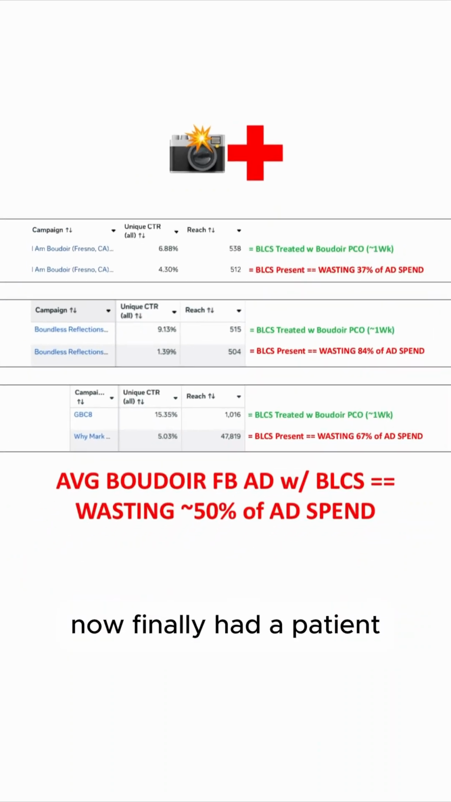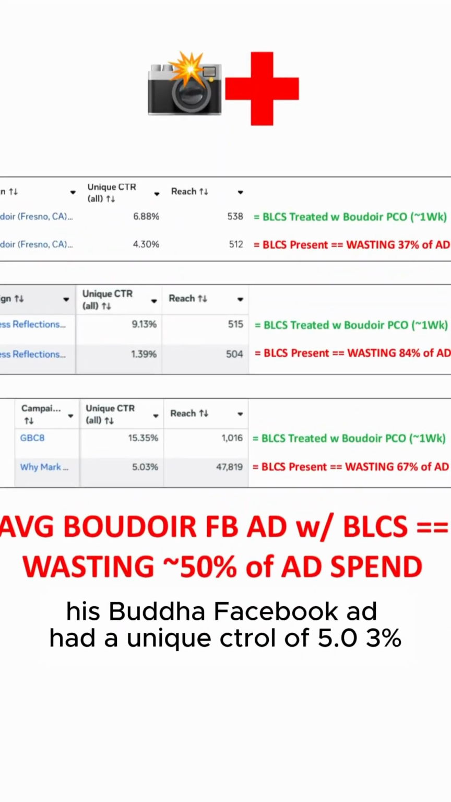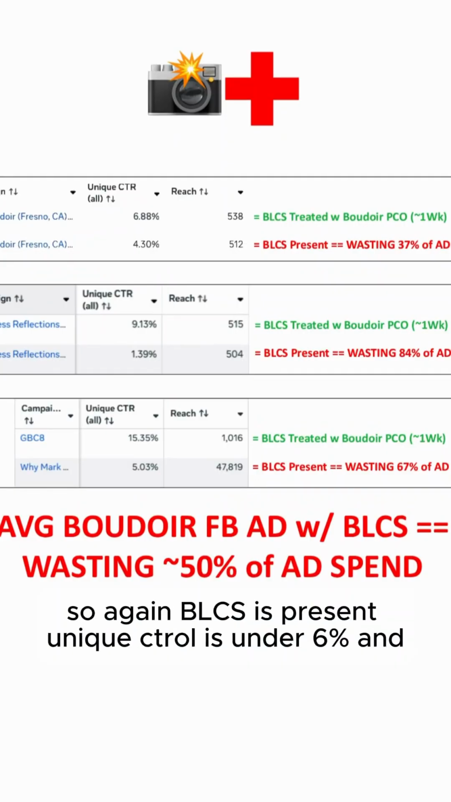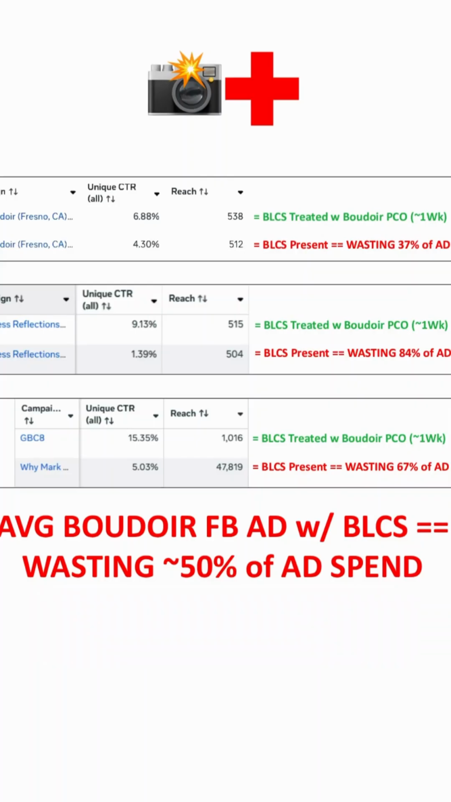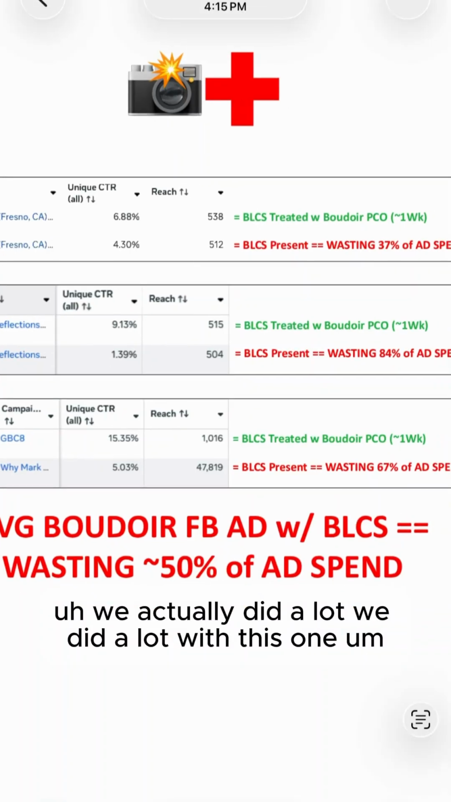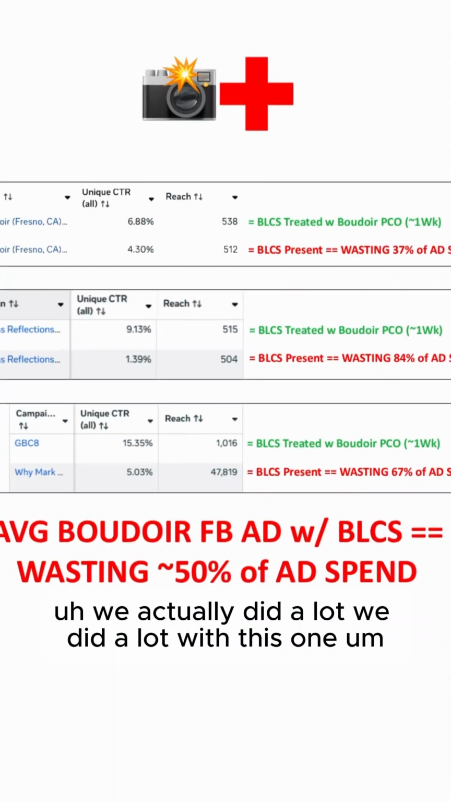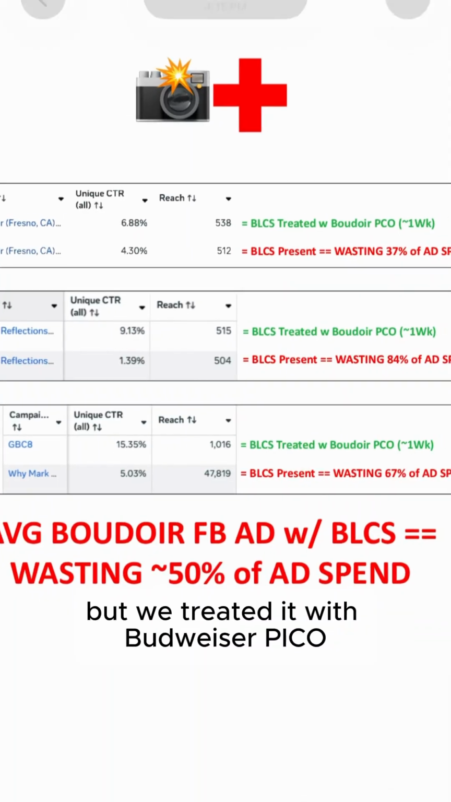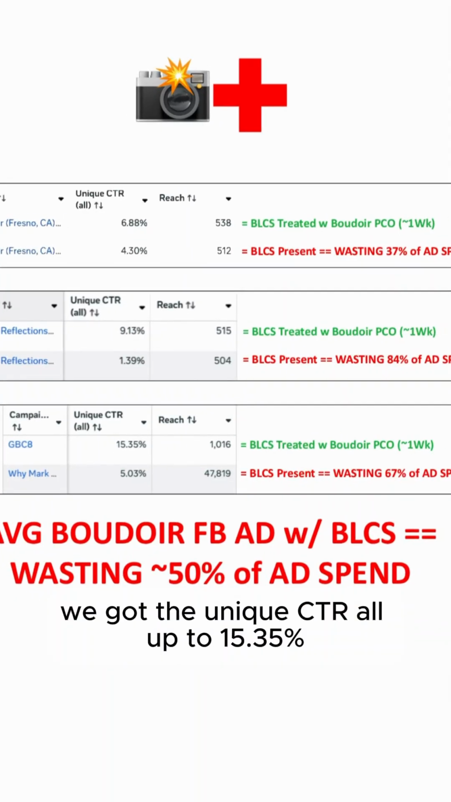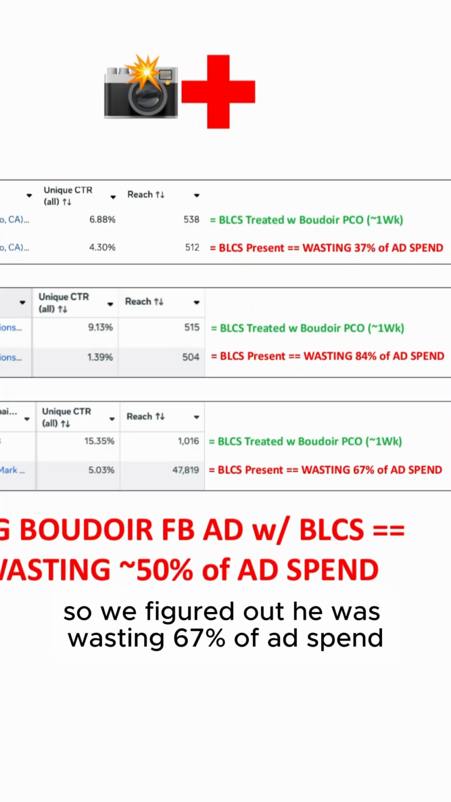Now, finally, had a patient, his Boudoir Facebook ad had a unique CTR all of 5.03%. So again, BLCS is present, unique CTR all is under 6%. And we actually did a lot with this one, but we treated it with Boudoir Pico. Took about a week. We got the unique CTR all up to 15.35%. So we figured out he was wasting 67% of ad spend.